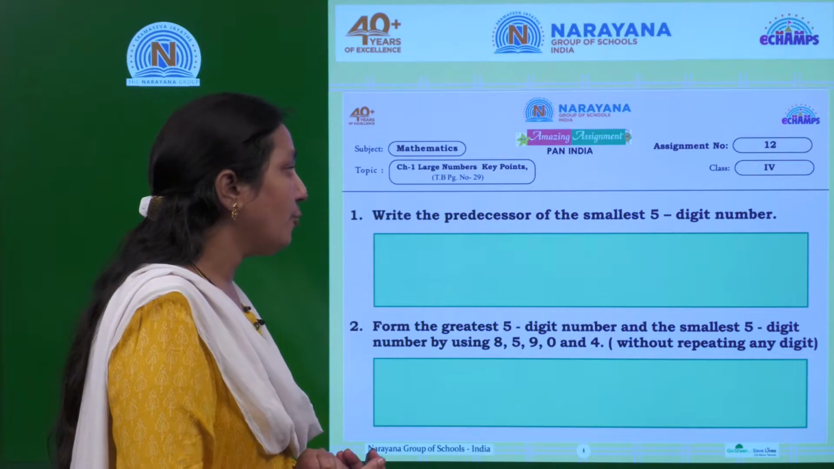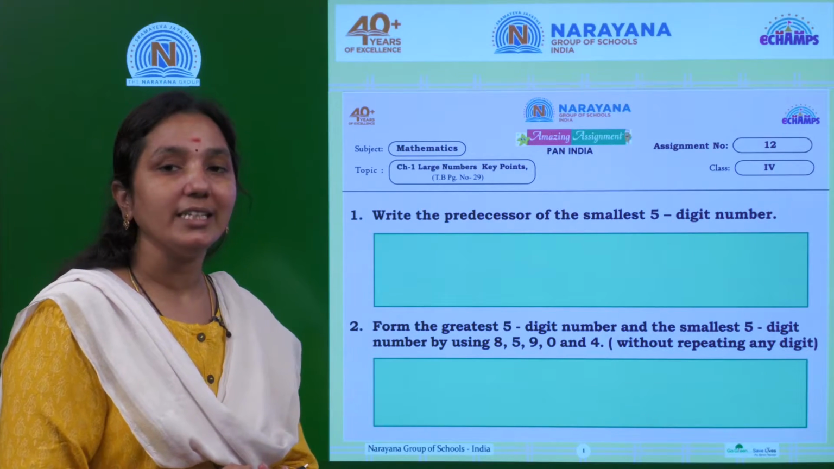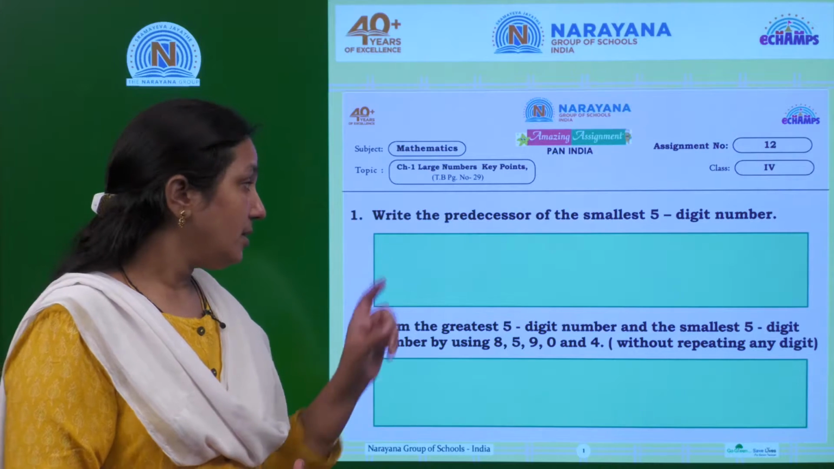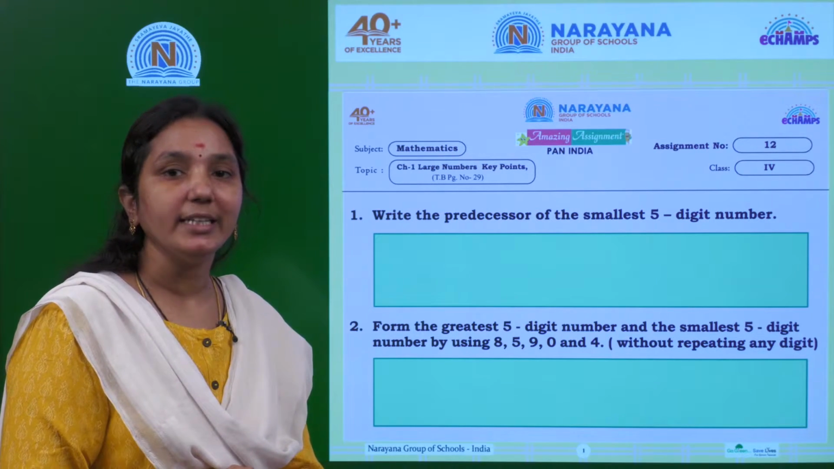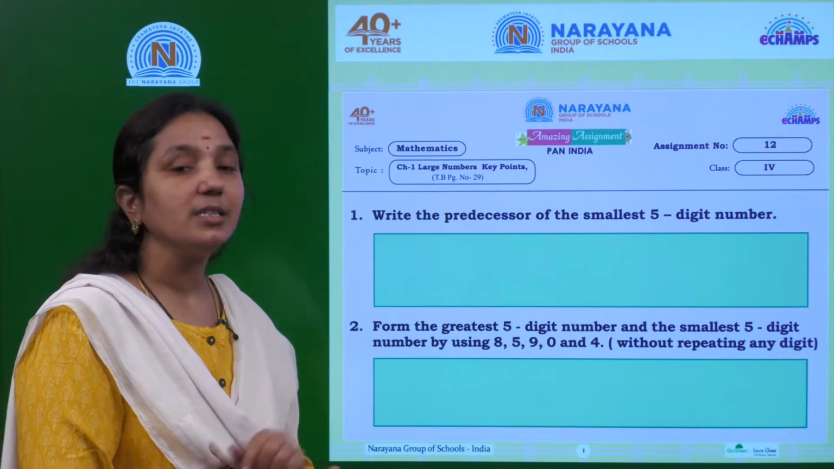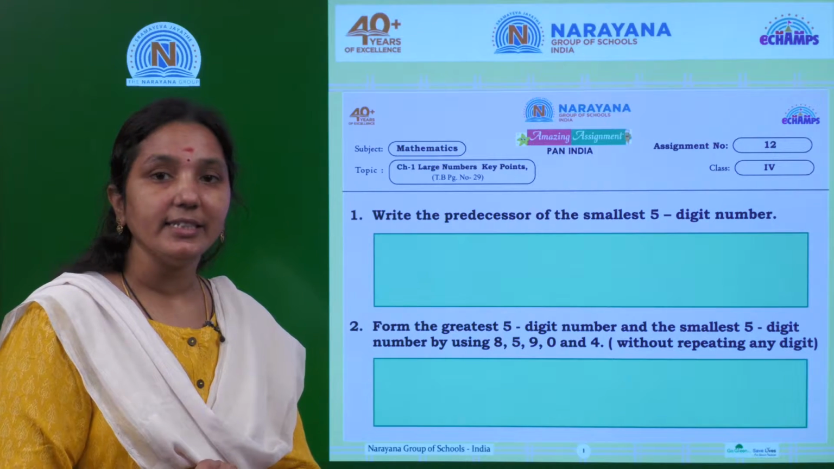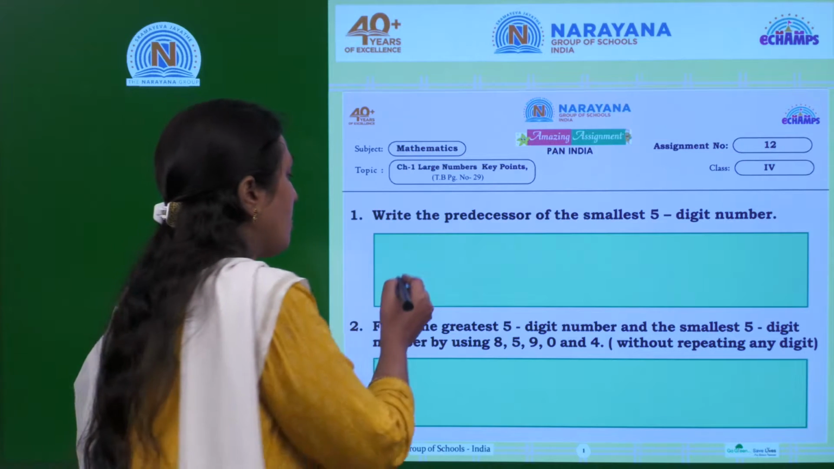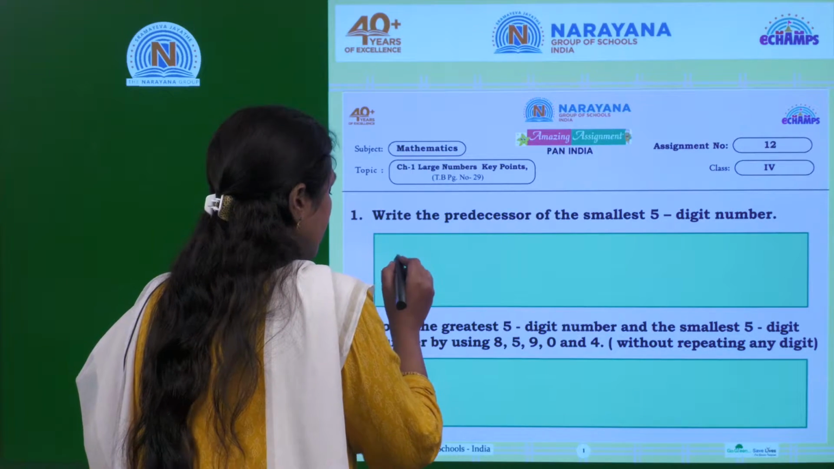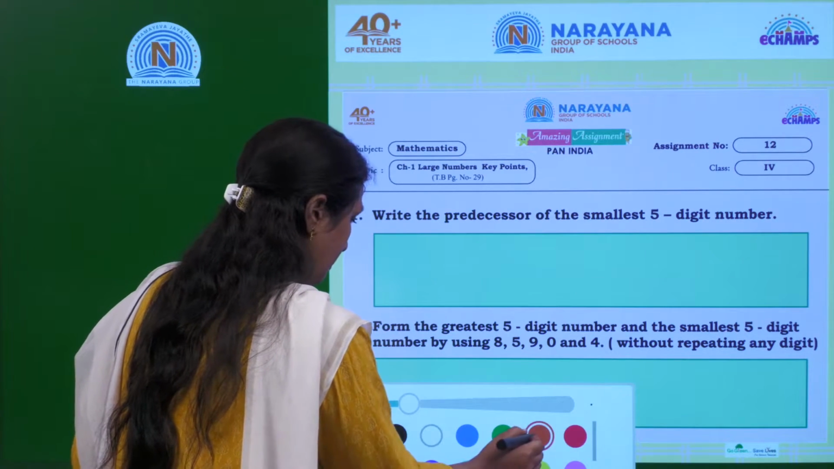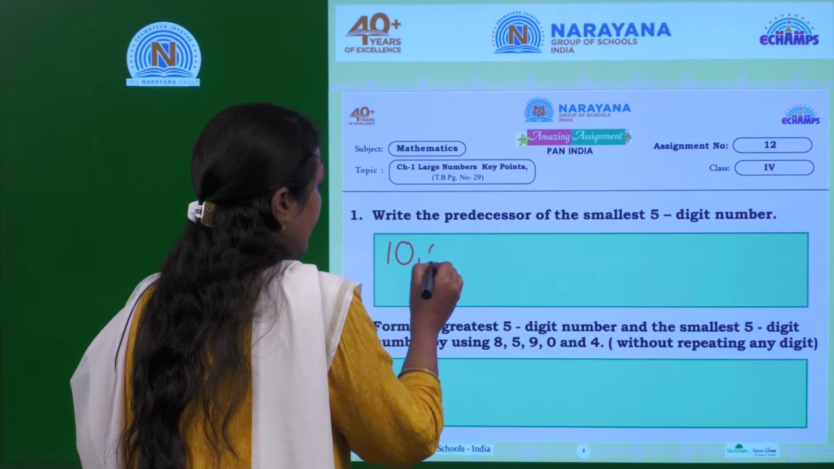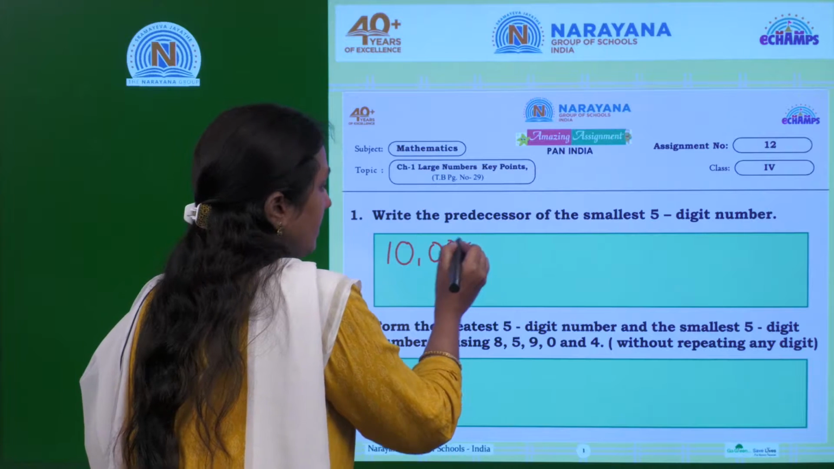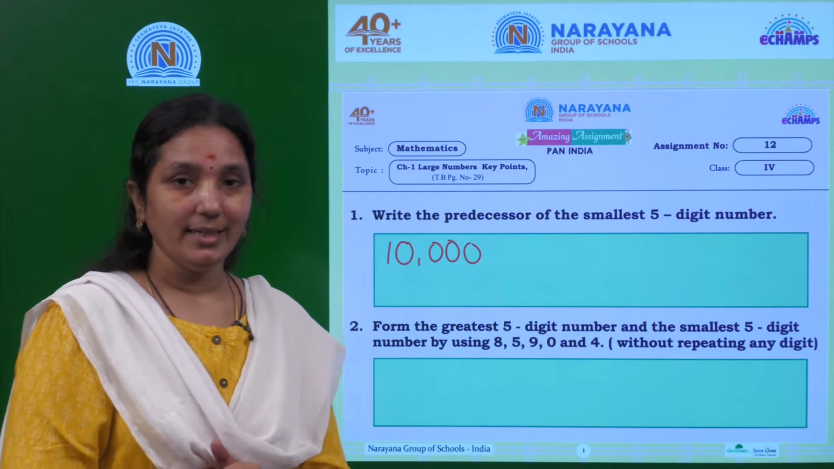First one is, write the predecessor of the smallest 5-digit number. So, what is the smallest 5-digit number? The smallest 5-digit number is 10,000.